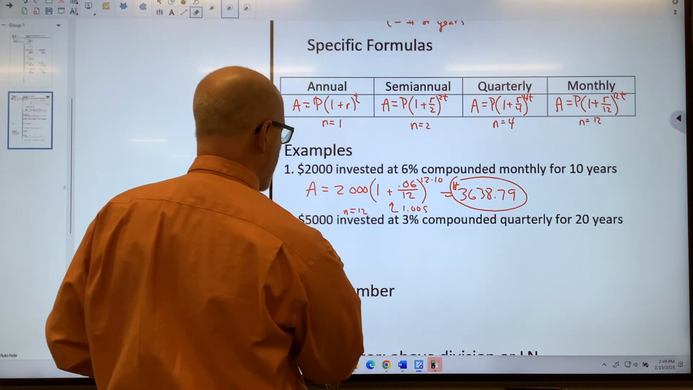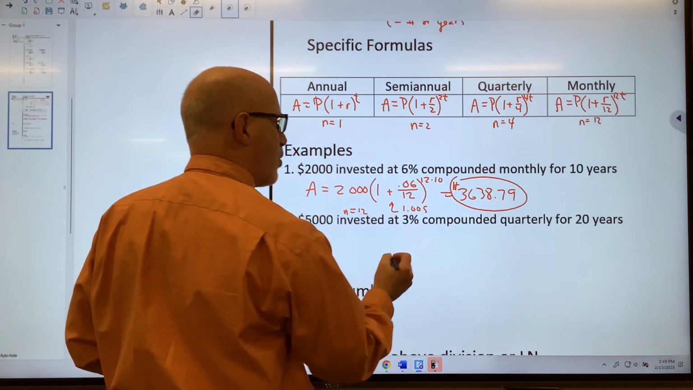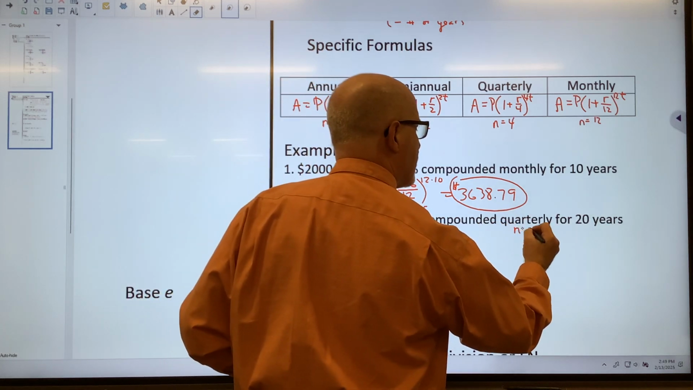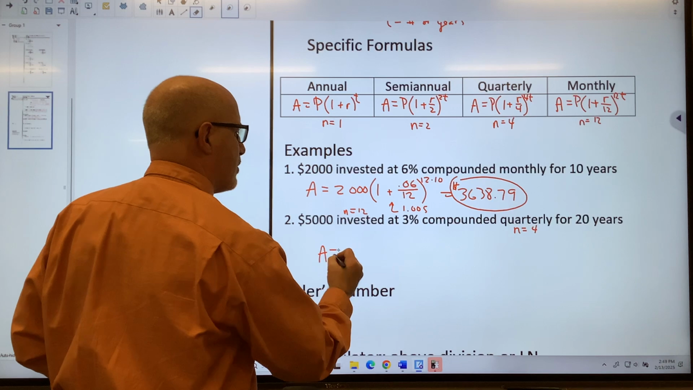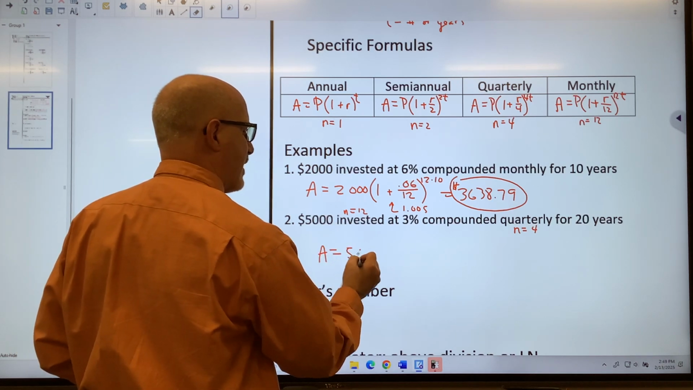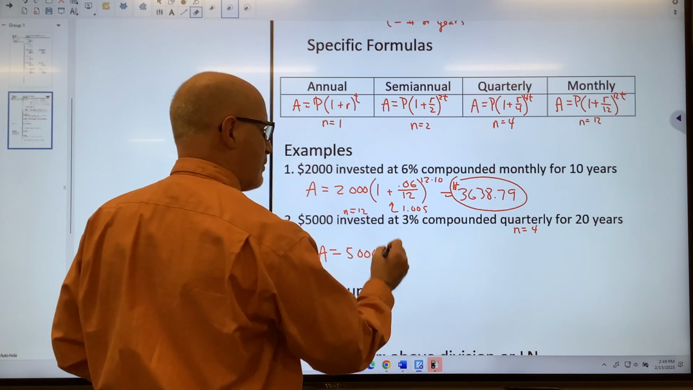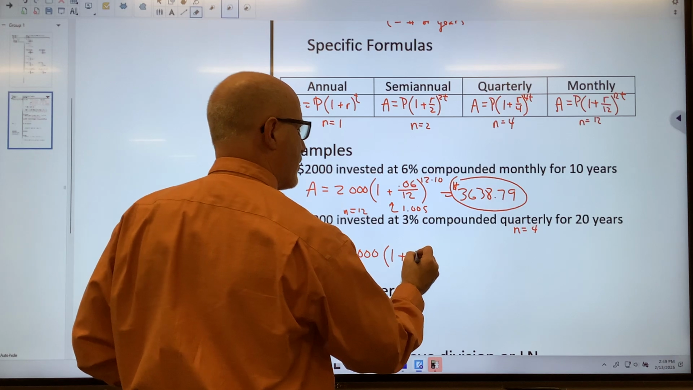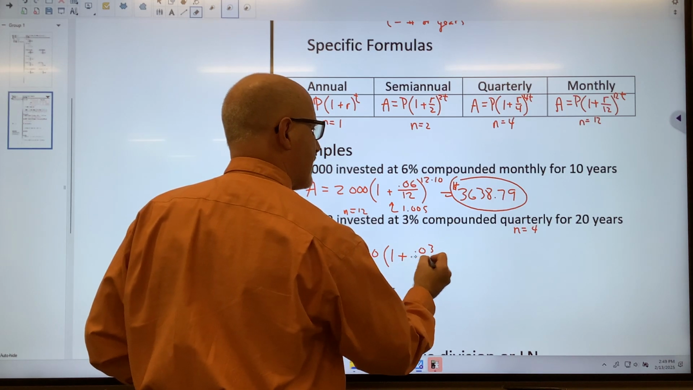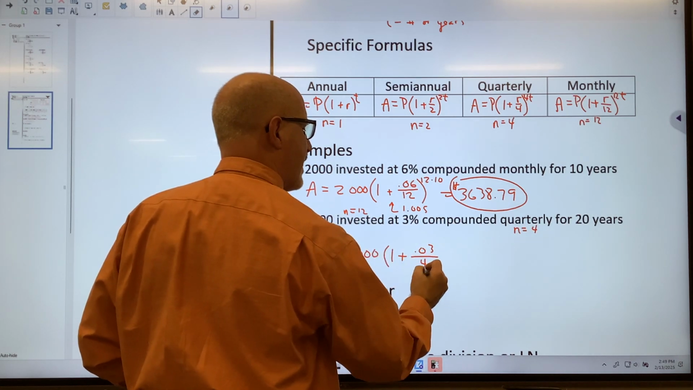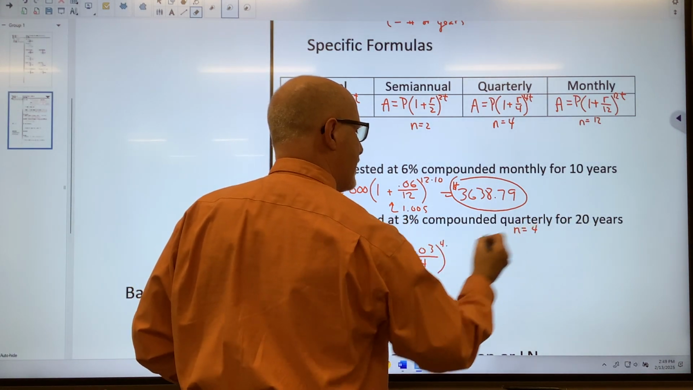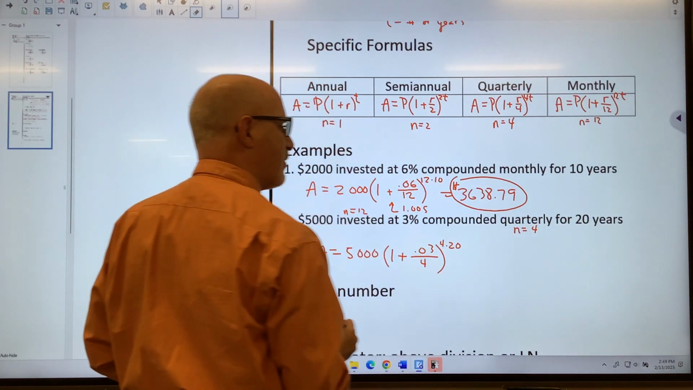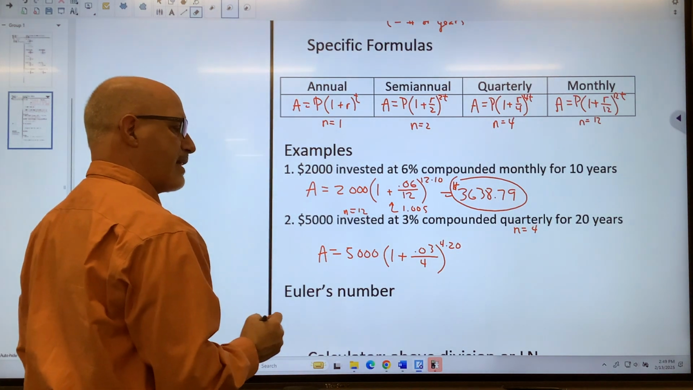All right, so for this one, it says compounded quarterly, so that will be an n equal to 4 for quarterly. So I'm going to put amount equal to my initial amount, 5,000, times 1 plus 0.03, 3% compounded quarterly. I'm going to divide it by 4, and then take 4 times the number of years. That's my variable. The number of years is 20, and so I get that amount.